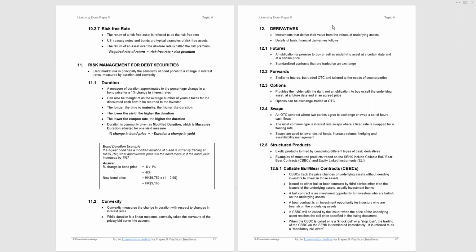Now we can see the formula that we apply at the bottom of those bullet points. A percentage change in bond price is equal to minus duration, so that's recognizing the inverse relationship, multiplied by a change in yield.